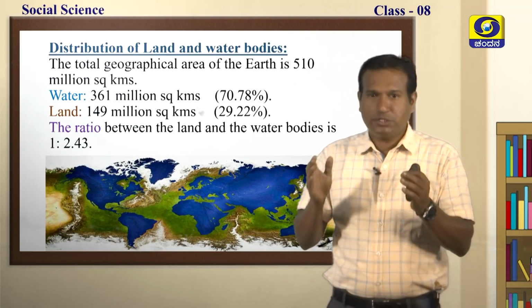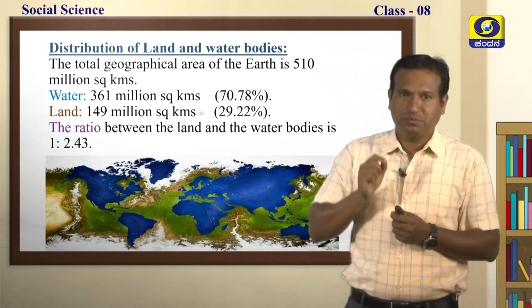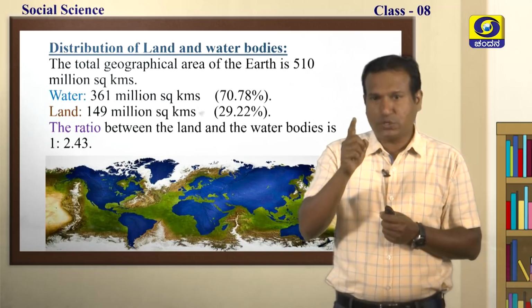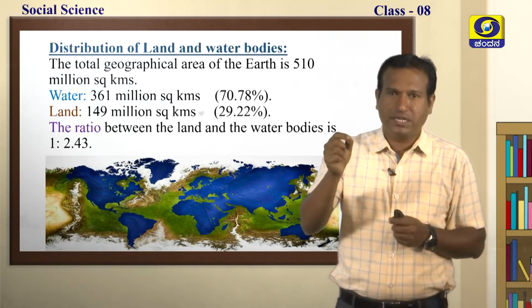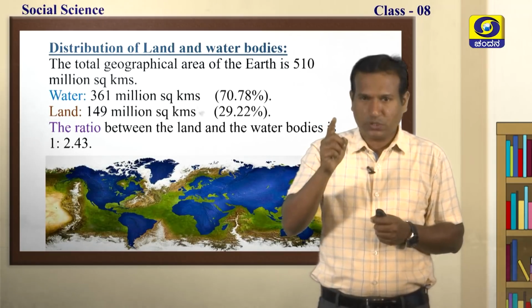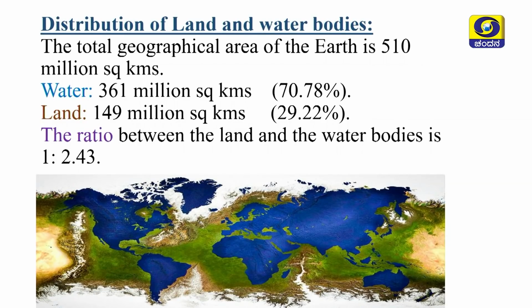Let us discuss the distribution of land and water bodies. As I told you, the total geographical area of the Earth is about 510 million square kilometers. This total is covered by water and land. The water covers about 361 million square kilometers, which is almost 71% of the area. Whereas land is 149 million square kilometers, which is about 29%.